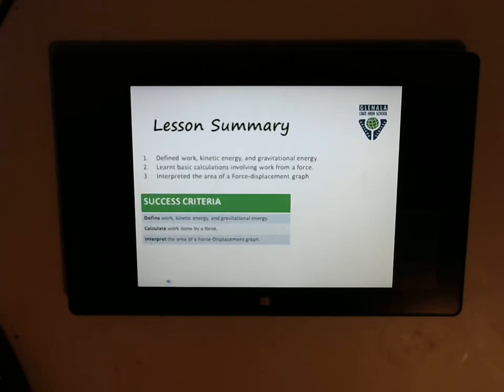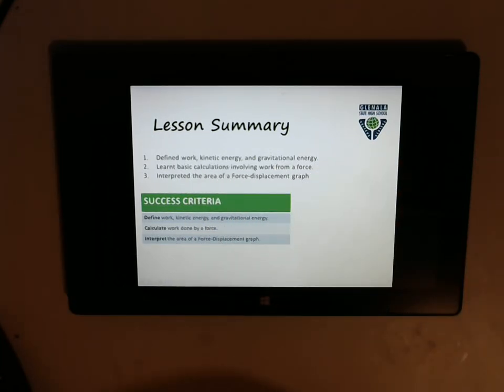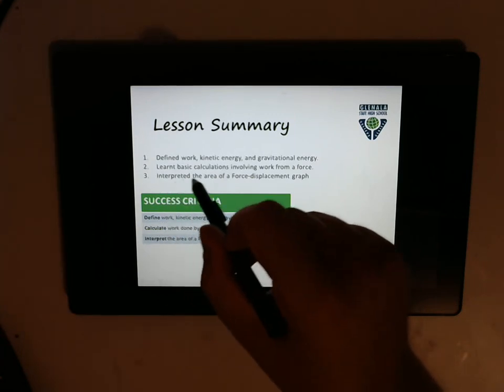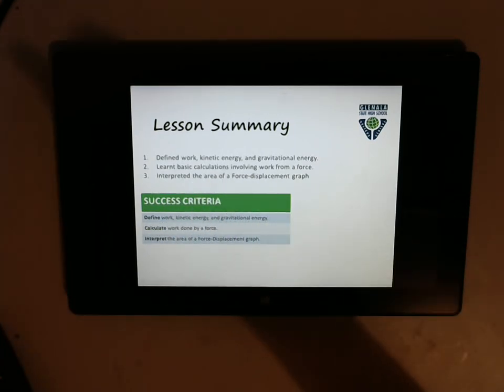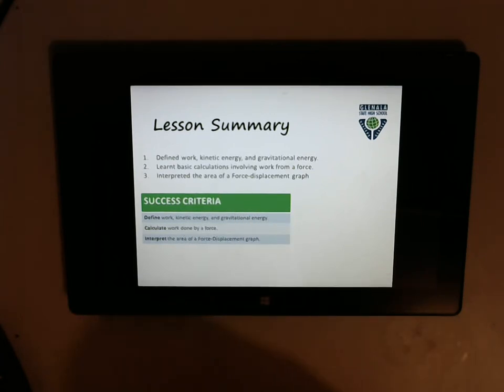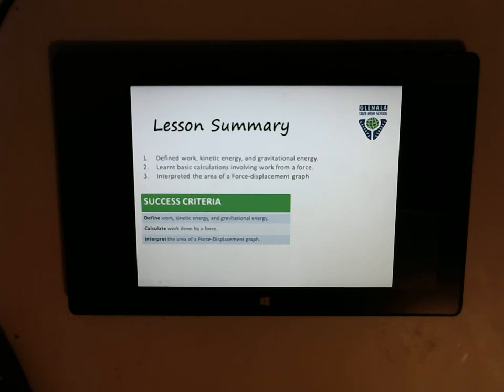Okay, so in this video we've learnt the following. We have defined work, kinetic energy and gravitational energy. We've learnt basic calculations involving work from a force, and finally we've interpreted the area of a force displacement graph, and so hopefully you should be able to do those 3 criteria there.